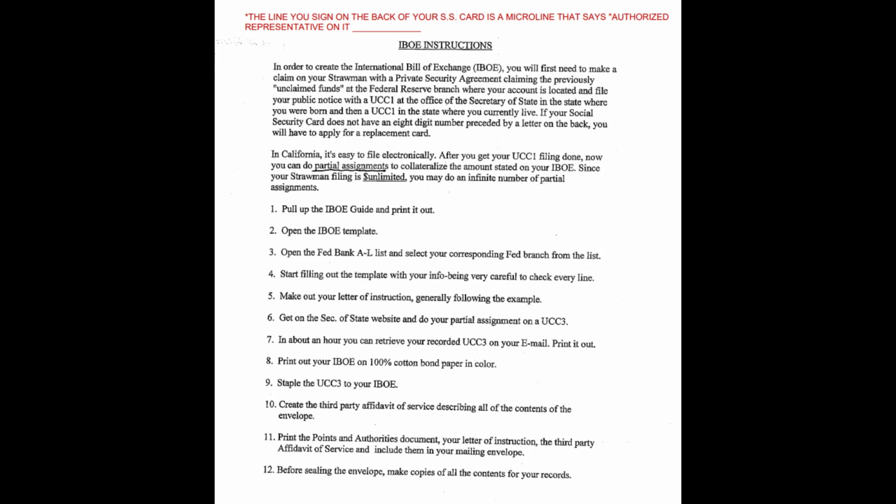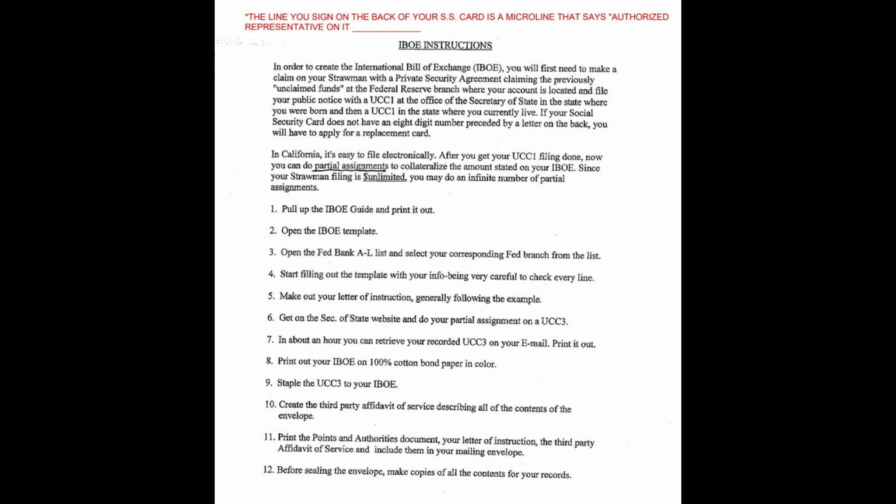Okay, so in order to create your international bill of exchange, you will first need to make the claim on your strawman with a private security agreement, the previously unclaimed funds at the Federal Reserve branch where your account is located, and file your public notice with the UCC1 at the Secretary of State in the state where you were born, and then UCC1 in the state where you currently live. I mean, you can file this anywhere really, because ultimately it's going to be valid everywhere commercially, because commercial is commercial. But you definitely should follow this process if you ever can. So file it wherever you have to, and then maybe wherever you live as well.